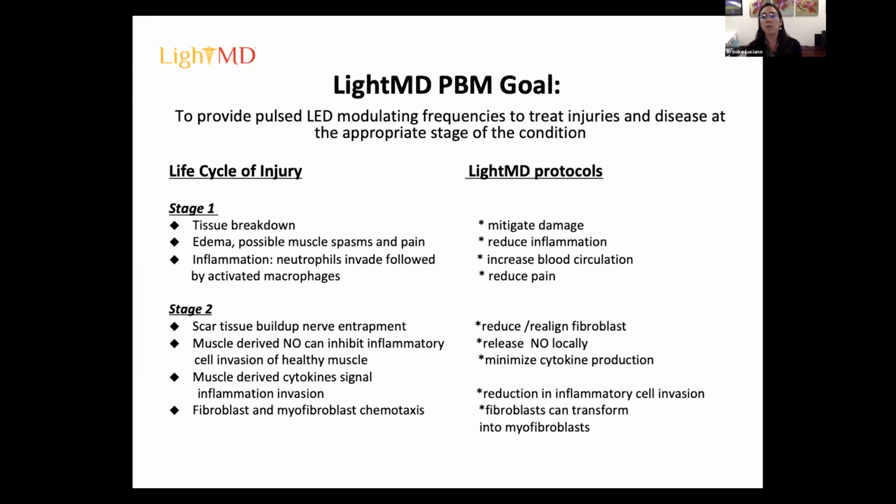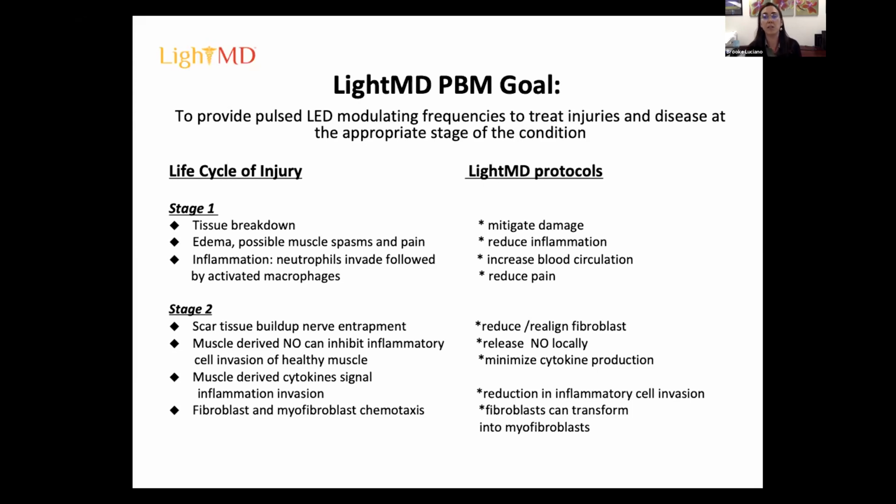In stage 1, you have tissue breakdown, edema, possible spasms and pain, and the inflammatory process, including neutrophils invading, followed by activated macrophages. Part of those protocols that we would do are to reduce the inflammation specifically. We have programs that target specific tissue types, but the very first thing you want to do is to basically accelerate the inflammatory process. Programs include mitigating damage, reducing inflammation, increasing circulation, and overall reducing pain.